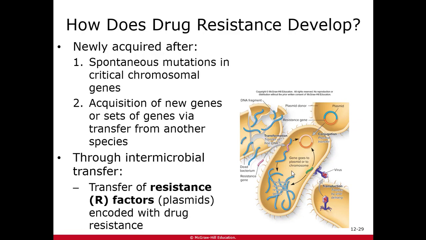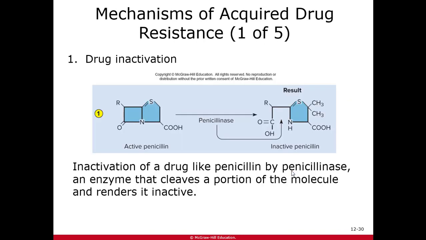Now, how do they become resistant? To say they're resistant means the drug doesn't work. Well, there are different ways that the drug doesn't work, different ways they've actually developed this resistance. One is they can inactivate the drug. They can take a drug like penicillin, and by using an enzyme, they can actually break apart the active part of penicillin, and now penicillin doesn't work anymore. So they might make some inactivating substance to inactivate penicillin.